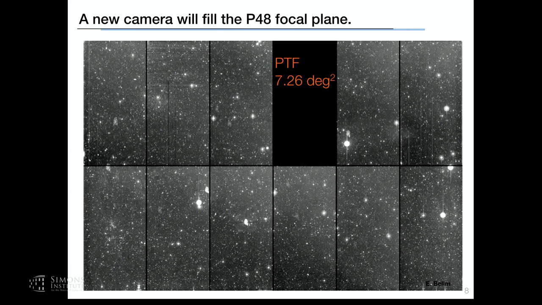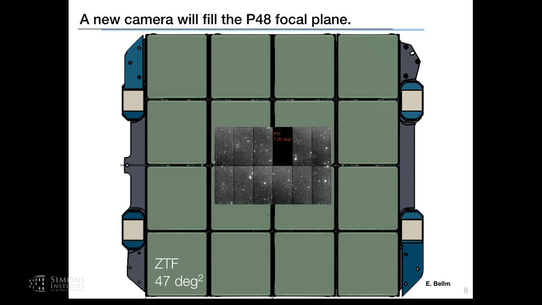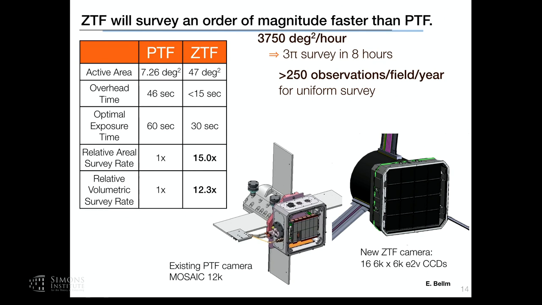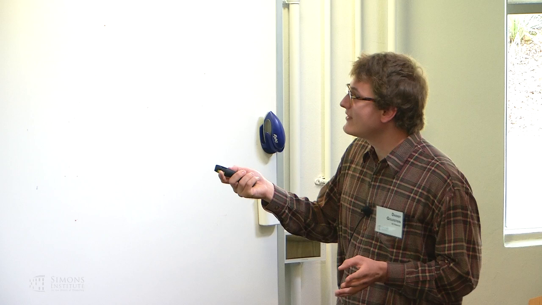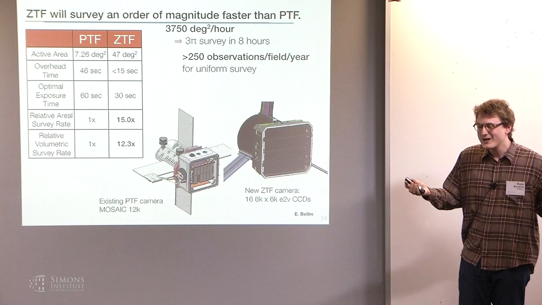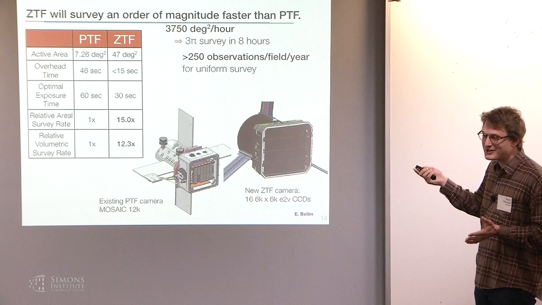Here's the PTF camera. I showed this earlier in my talk. Covers 7.26 square degrees. There's a new camera that's been developed and is going to be put at the prime focus of the P48. It's significantly bigger. And so this ZTF survey will survey the sky an order of magnitude faster than the PTF survey. It's going to be able to cover 3,750 square degrees per hour, which, if you aren't astronomers, take my word for it, this is unbelievably fast. It's really just crazy. There's never been anything like this before. It's going to get 250 observations of each region of the sky per year.